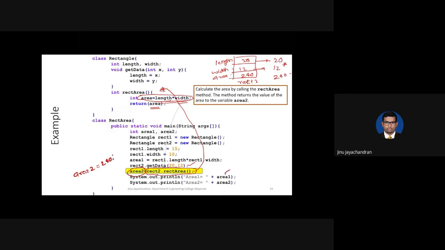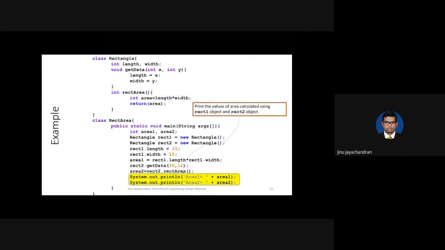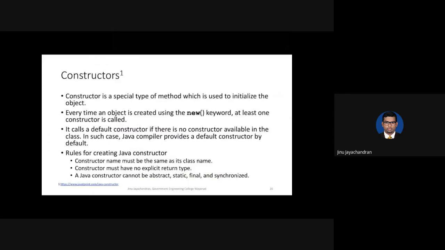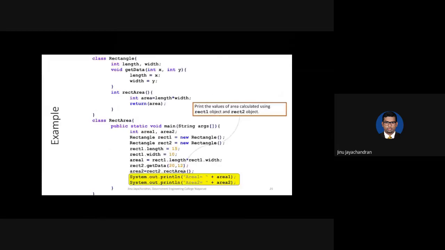So when I print area1, it will be 240. When I print area2, it will be 240 because it is already returned back. So you can print the values. So I hope you have understood that concept of class, objects, fields, and methods.